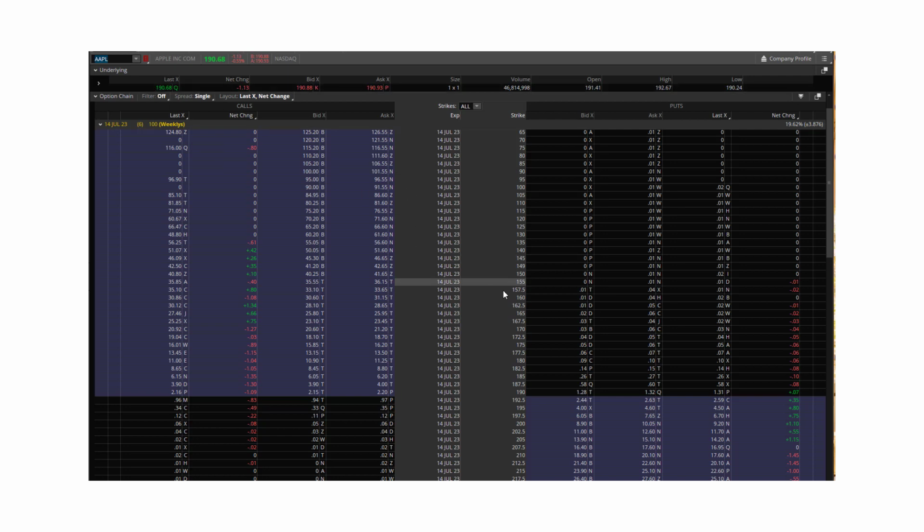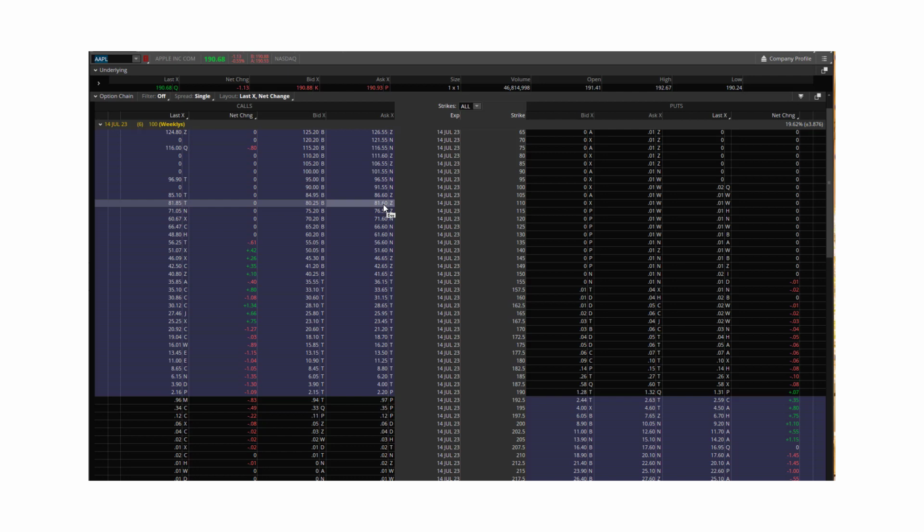So for the 150 strike, for example, $190.68 is the stock price. That means that the 150 strike has $40.68 of intrinsic value. Now, if you looked at the 100 strike, it would have $90.68 of intrinsic value. So as you can imagine, the lower the strike price for a call option, the higher the intrinsic value.